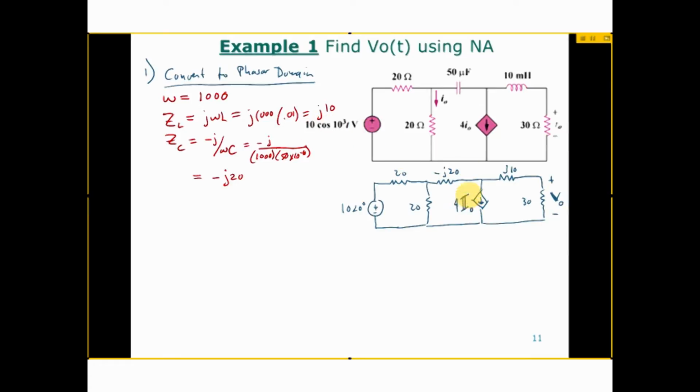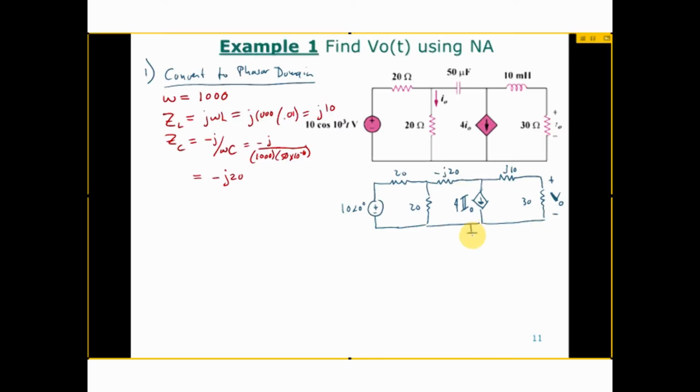We've got the same unknowns, but these are now going to be complex numbers. Big IO and big VO are going to be complex values. We're going to solve for those. And the capacitor has been changed to a resistance of minus J20, and the inductor is now J10. Okay, so that's the circuit.